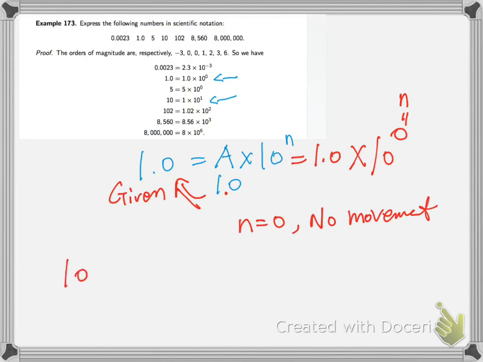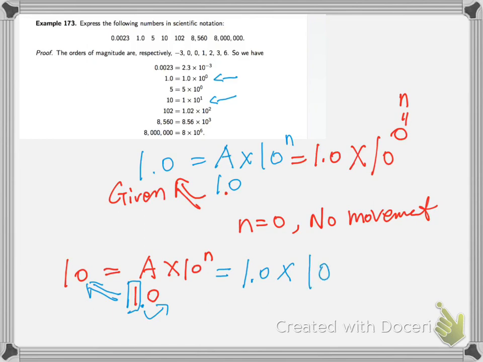Another tricky question is 10. How can you change 10 to scientific notation? We look at 1 and 0. We put the decimal point after the first non-zero digit, between 1 and 0. So our A is 1, or 1.0. What's n? N will change 1 to 10, so you move the decimal point 1 place to the right, so it's 10 to the 1st power. N is 1.